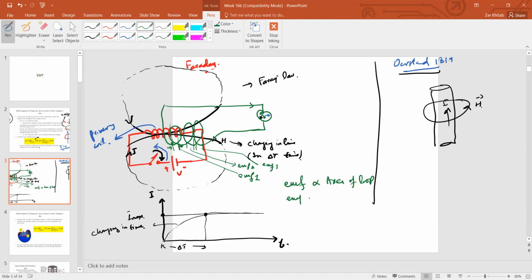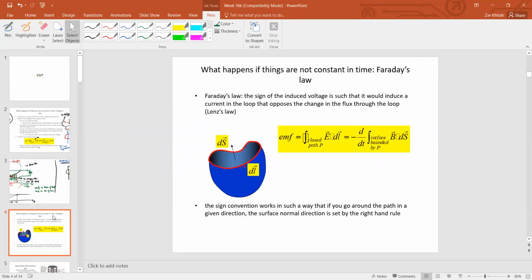And this induced EMF is also proportional to the number of turns. The more turns you apply here, the more the magnetic field will cut, and you'll get more EMF. That was a very profound discovery in the history of electricity. So that was Faraday's law. Then the E dot dl is going to give you the result if a magnetic field is passing through it, and that magnetic field is changing in time.